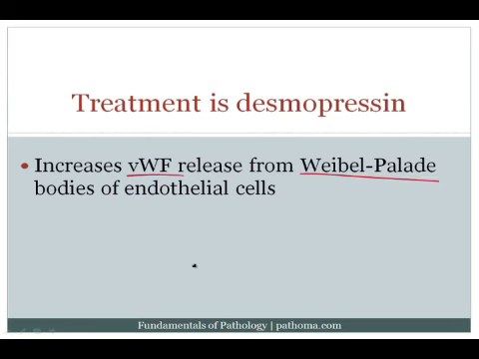Now there's no rocket science here. I've already explained this to you. Remember that the Weibel-Palade bodies are the bodies present in the endothelial cells that you'd see on electron microscopy. I reminded you several times in the past that the W reminds me that they contain von Willebrand's factor, and the P reminds me that they also contain P-selectin, and we talked about P-selectin in the inflammation chapter. So basically here, all you have to remember is that desmopressin induces release of von Willebrand's factor from the Weibel-Palade bodies.